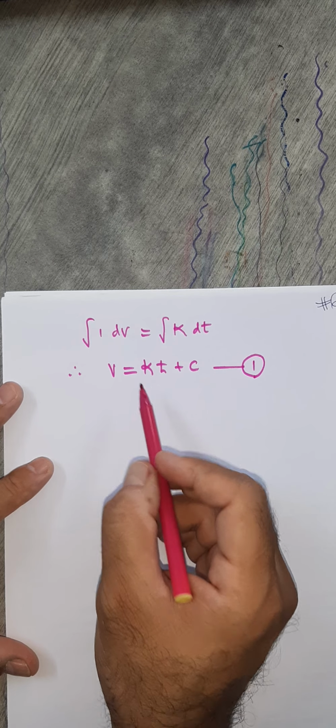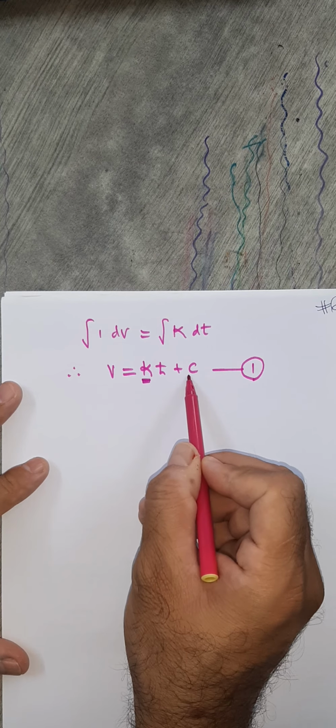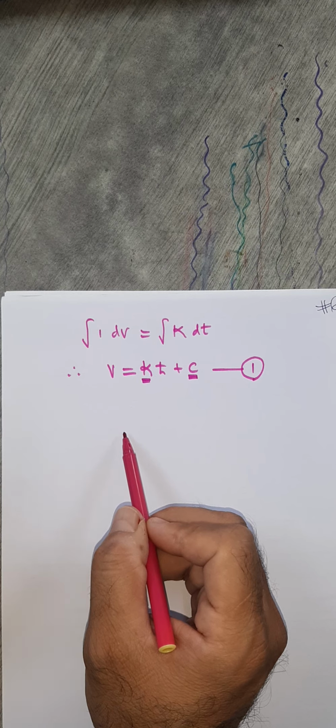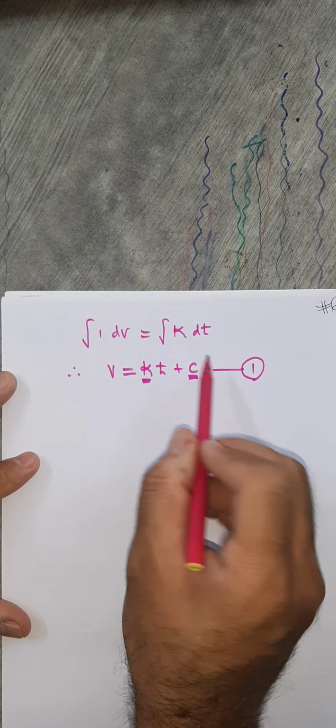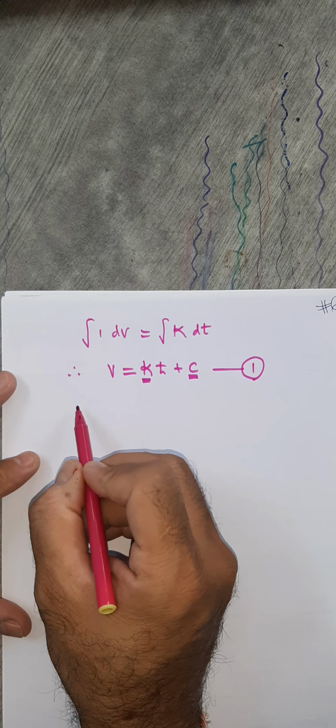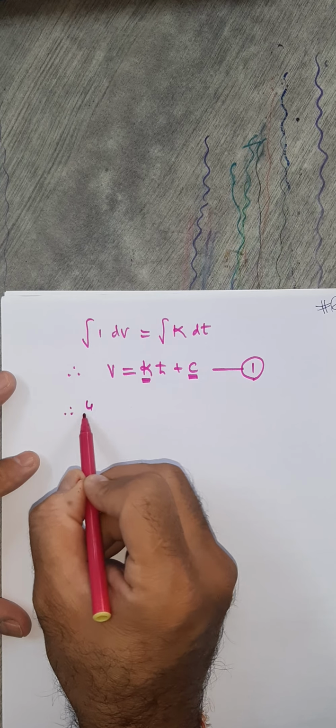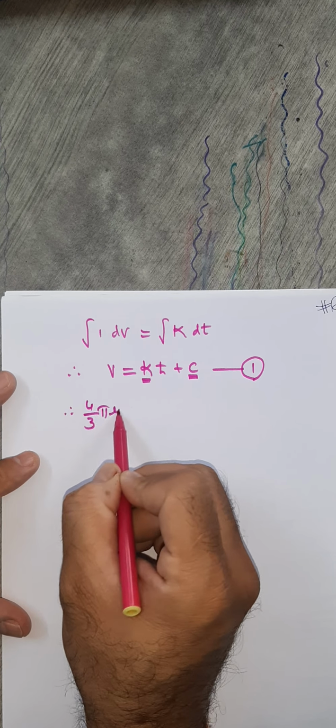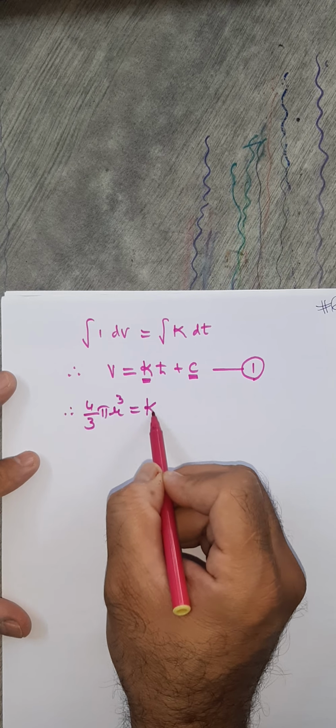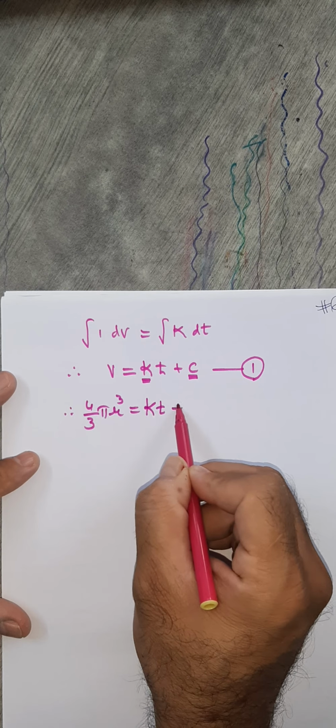I just repeat. There are two unknowns, k and c. We use the condition given in the question. You have two conditions there. We find k and c and again place here. But before I do that, let me write the formula for v. That is 4 by 3 pi r cube equals kt plus c.